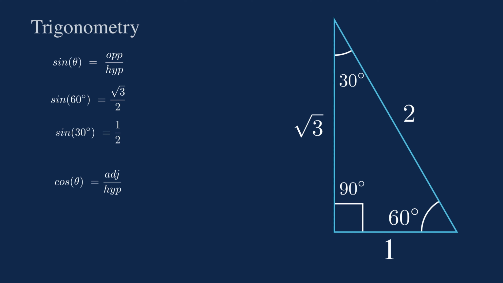Cosine is the relationship between the adjacent, or touching, side to the hypotenuse. Thus, cosine of 60 is equal to 1 over 2, and cosine of 30 is equal to square root of 3 over 2. Now, let's look at a different case.